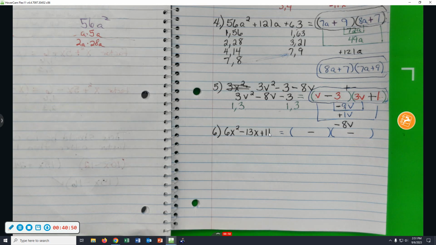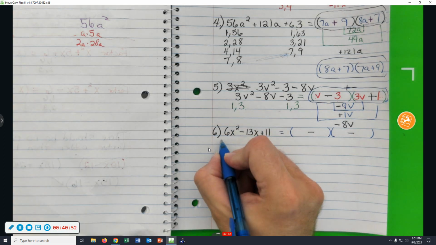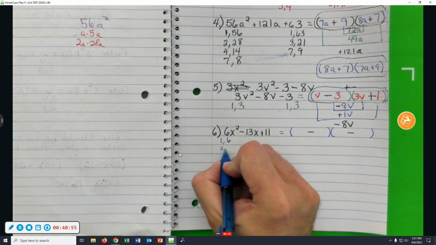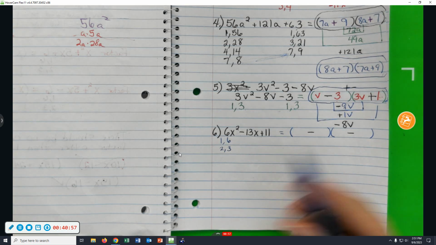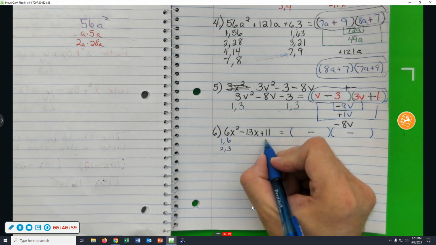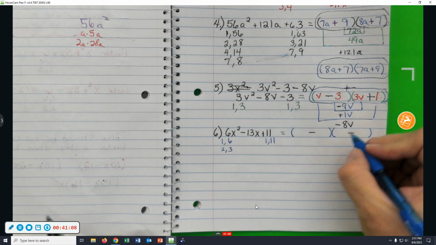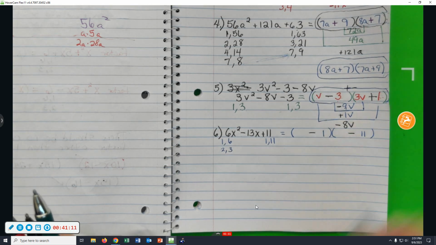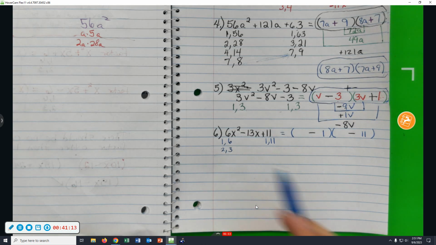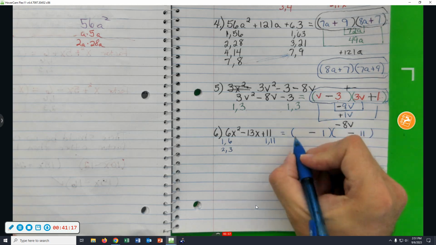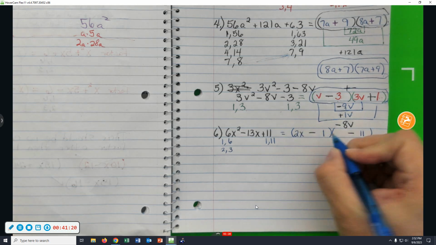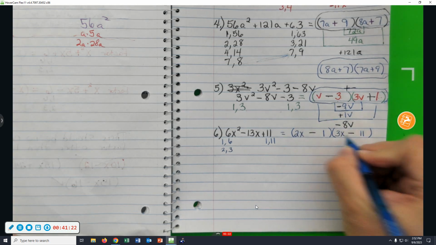Okay, let me think of numbers that multiply together to give 6. There's 1 times 6, 2 times 3. Oh, fortunately, there's only one pair that multiply together to give 11: 1 times 11. We can fill in the 1 and the 11, I guess. Now let's try. There's no common factor other than 1, unfortunately, so that doesn't knock out anything. I'll try 2x and 3x.